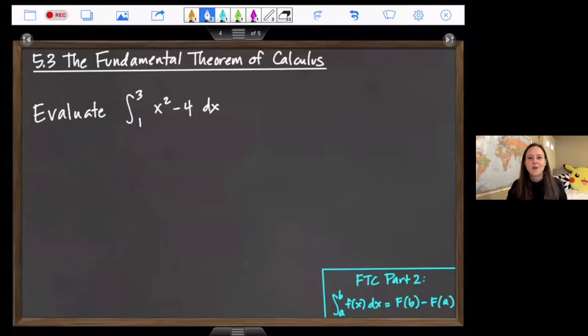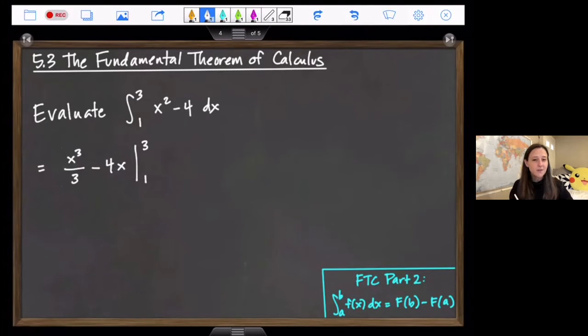Let's just do a couple more examples of this fundamental theorem of calculus part 2. We're going to find an antiderivative of x squared minus 4 and then plug in our limits from 1 to 3. So I have x squared minus 4. Let's find our antiderivative. We're going to add 1 to the exponent, divide by the new exponent. So I'm going to get x to the 3 divided by 3. Antiderivative of a constant, we're just going to put a variable on the constant. So we're going to say minus 4x, and we're going to evaluate from 1 to 3.